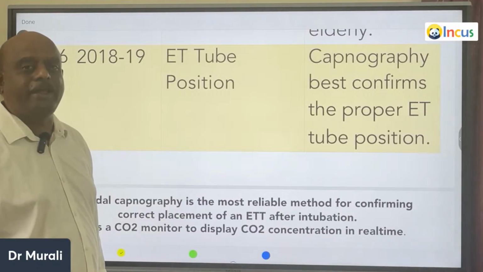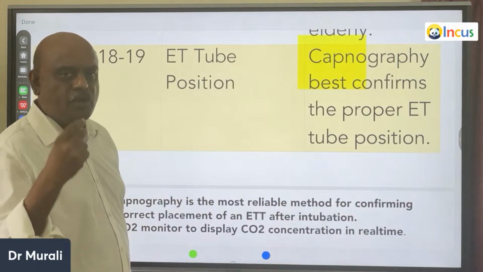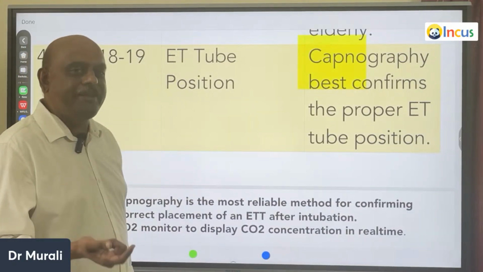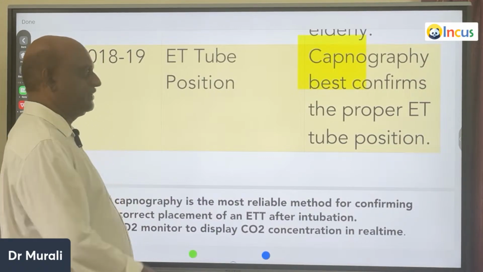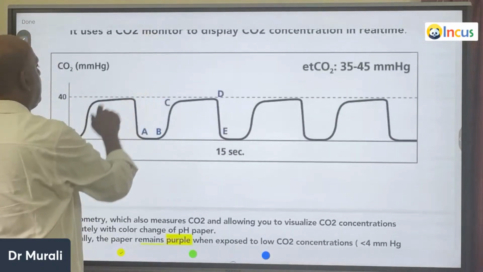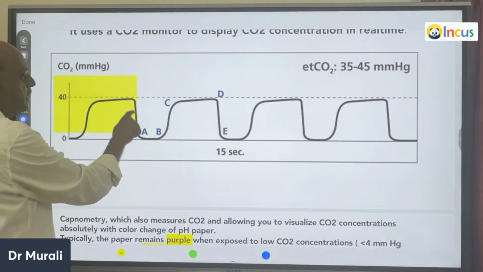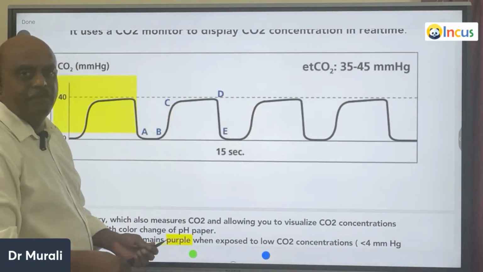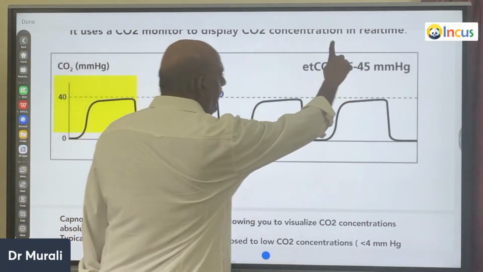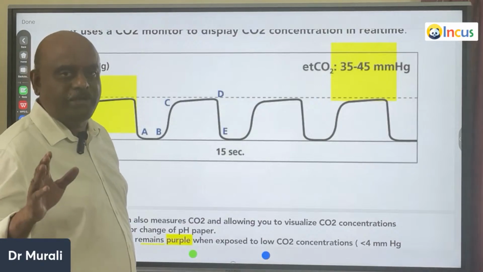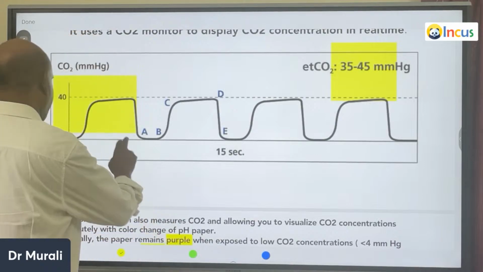Now, how do you know endotracheal tube position? If you check for the presence of carbon dioxide in the exhaled air, you know whether the tube is in the trachea or in the esophagus. All right. So this is how the end tidal carbon dioxide levels are calculated. So this is the graph which is called capnography. And how much is the end tidal CO2, doc? 35 to 45 mm mercury. Then you call that it is inside the trachea.